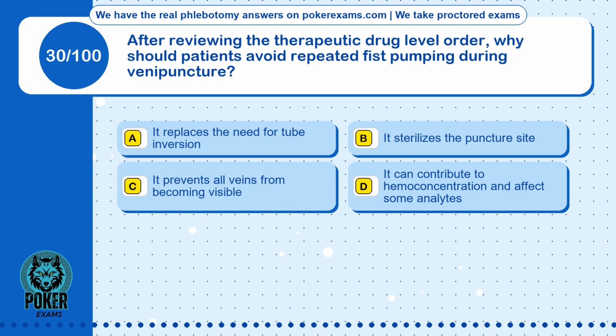Question 30. After reviewing the therapeutic drug level order, why should patients avoid repeated fist pumping during venipuncture? Option A. It replaces the need for tube inversion. Option B. It sterilizes the puncture site. Option C. It prevents all veins from becoming visible. Option D. It can contribute to hemoconcentration and affect some analytes.